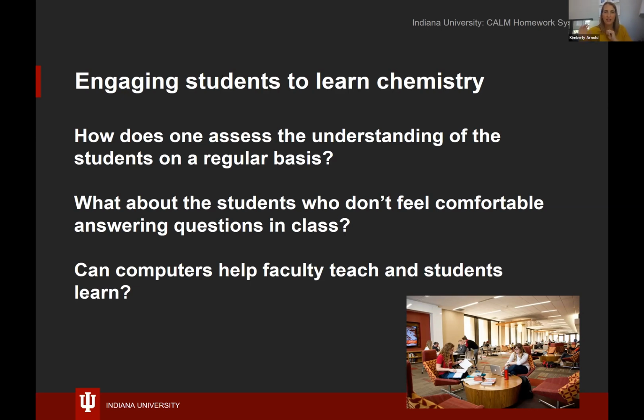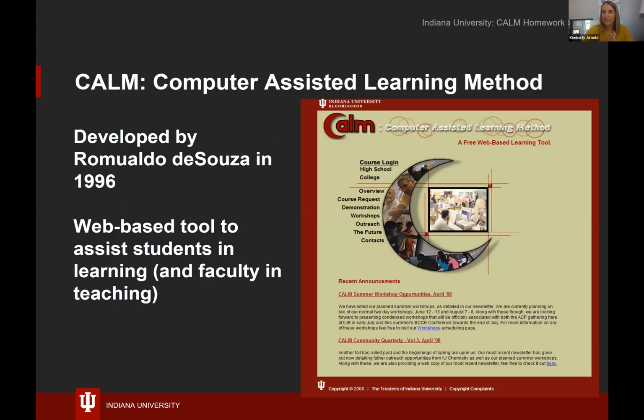But let me see my presentation. There we go. All right, so here is what CALM looks like, and CALM stands for Computer Assisted Learning Method. The key thing you probably want to see on the screen is underneath where it says that: a free web-based online homework system. That is the key thing for Romualdo, that he wanted this to be free and always has been. This was first used at IU in the big lectures, and then later it was made available to high school teachers. It started around Indiana, and it has spread all over from there.